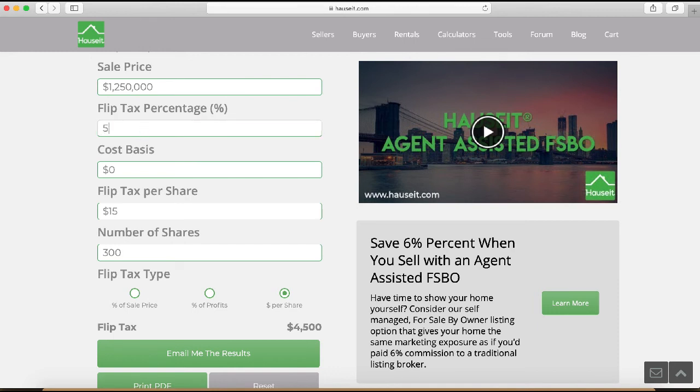Now, let's say it's 5%, and let's say that it cost you $900,000 to buy the property plus $100,000 to renovate. So your so-called cost basis, the amount you've invested in the property, is $1 million. Therefore, if we're using percentage of profits, your flip tax would be calculated by taking the difference between the sale price and your cost basis, which is $250K, and multiplying that by 5%.